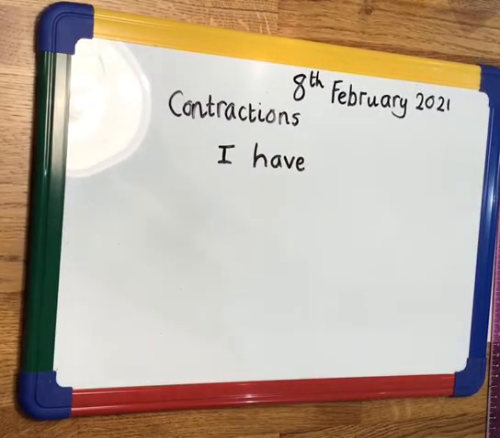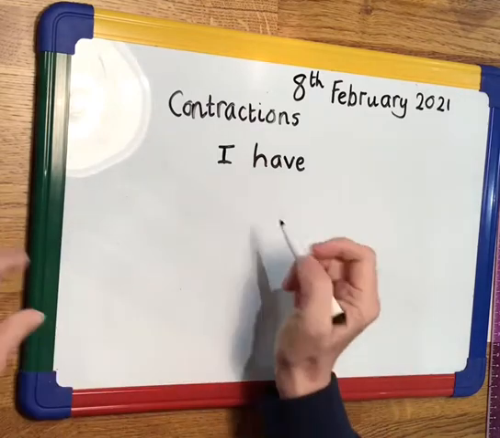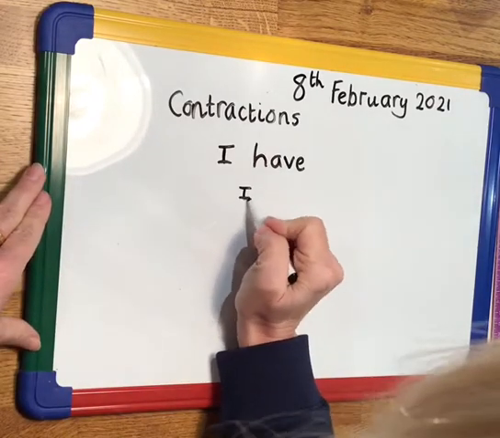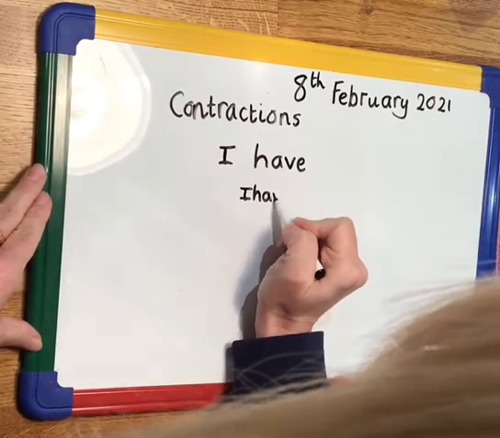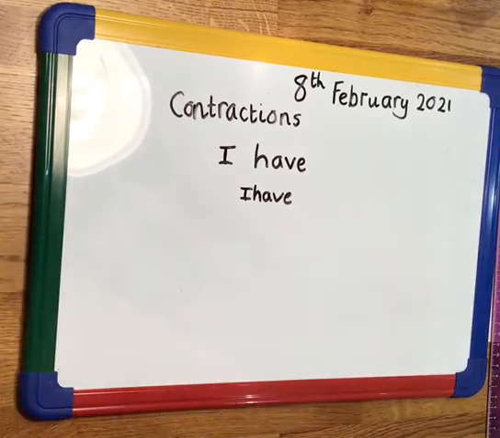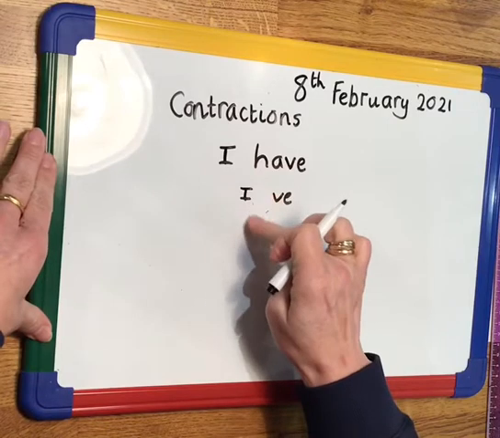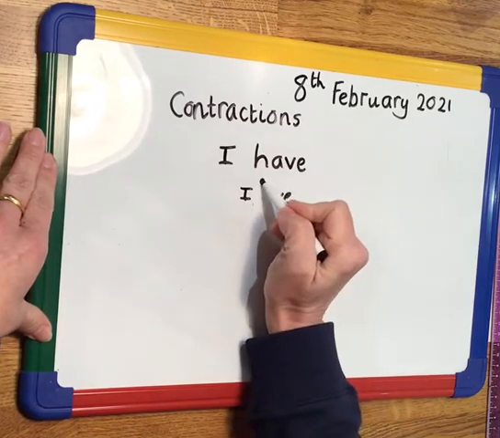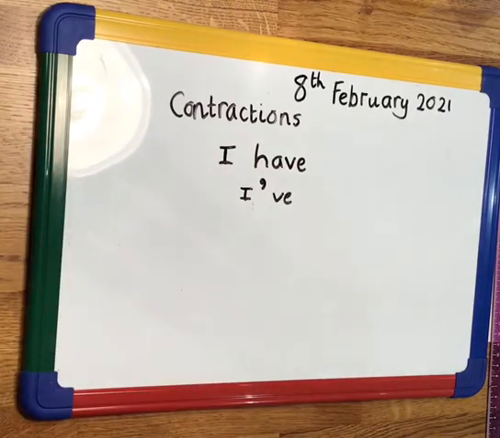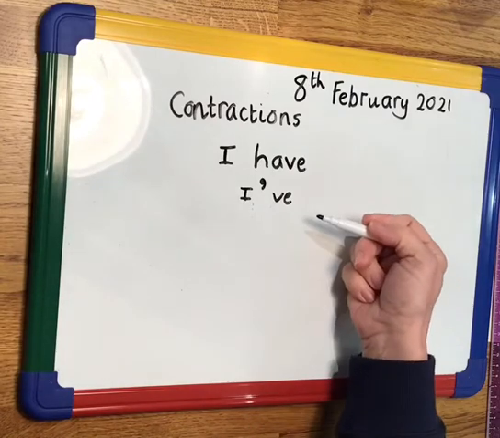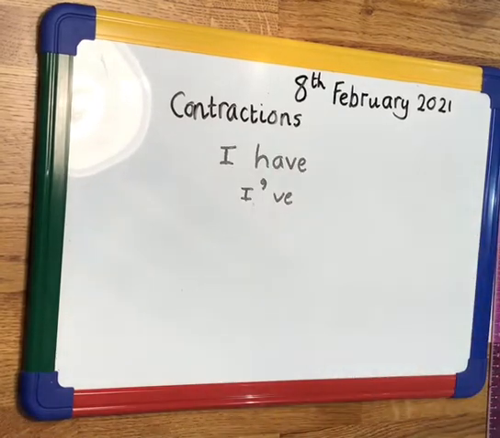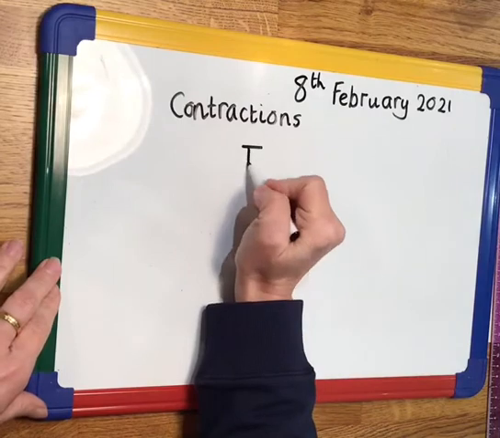Let's look at I have, that becomes I've once I've made the contraction. So I'm going to push the two words together. I have becomes one word. I'm going to get rid of the H and the A. There you go. And I'm going to put an apostrophe where they were to show those letters are missing, and I have becomes I've.